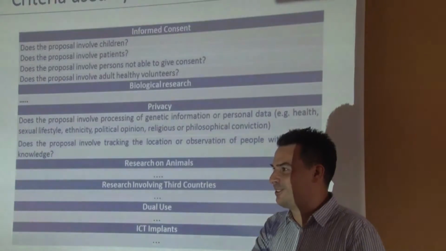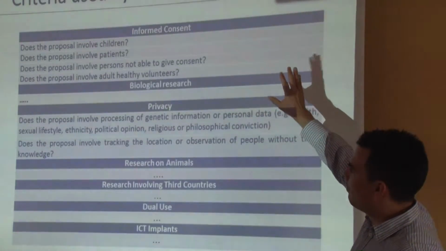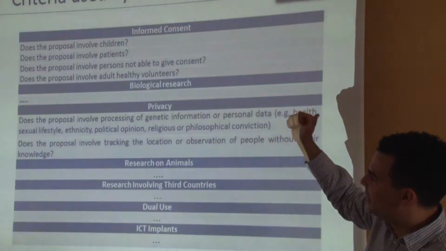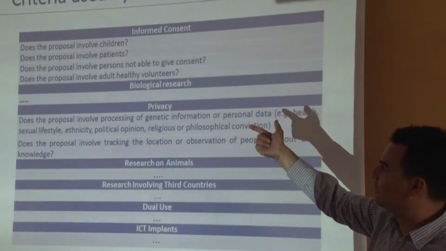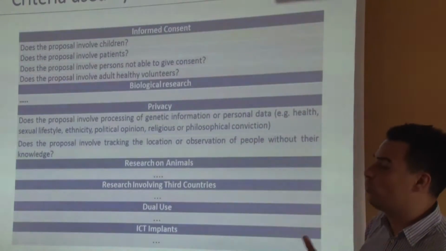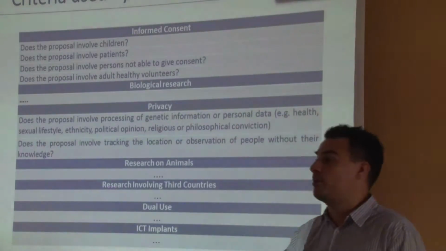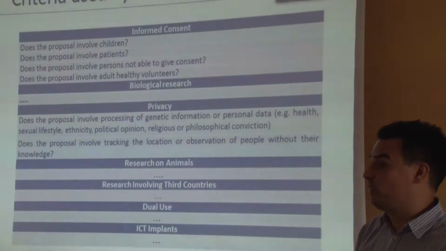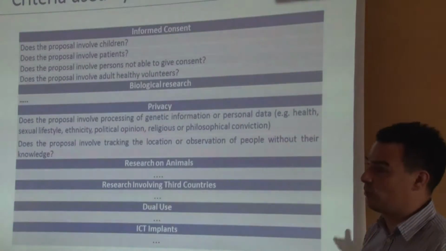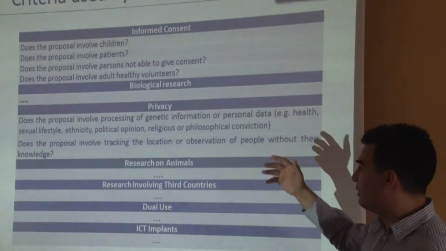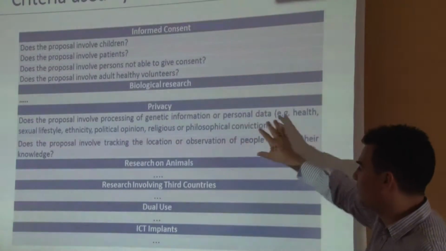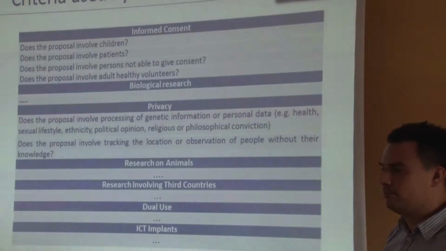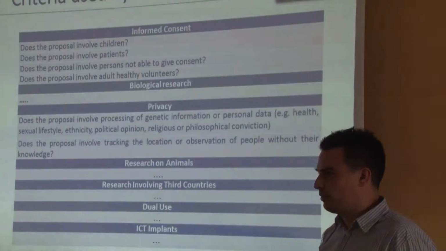Some people work on this body sensor network stuff, but let's say it's about informed consent and privacy. You can see here, does this proposal involve children, patients, so people who are not able to make a decision for themselves? Have people not given consent, and also healthy volunteers and so on. So there are different things that you have to look at, and also things about data. Is any data that is sensitive captured through the experiment?